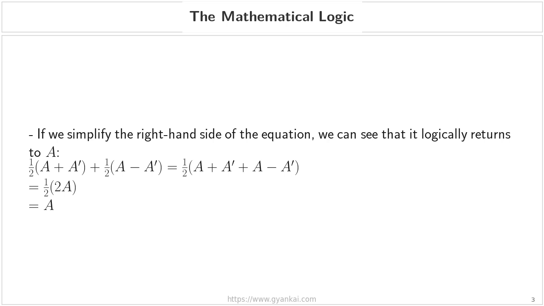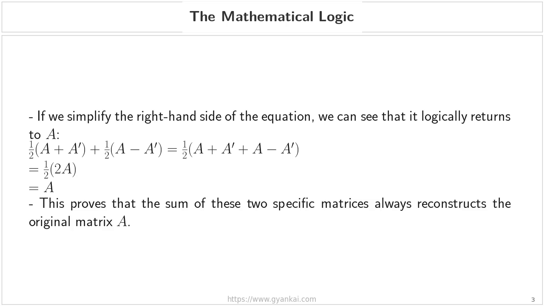As we look at the next step, notice that the positive A transpose and the negative A transpose cancel each other out. This leaves us with two A's inside the parentheses, which simplifies the expression to 1/2 of 2A. Since 1/2 of 2A is simply A, the equation is balanced. This proves that the sum of these two specific matrices, the symmetric part and the skew-symmetric part, will always reconstruct the original matrix A. With this logical foundation established, we can now move forward to a real-world analogy to better visualize this concept.